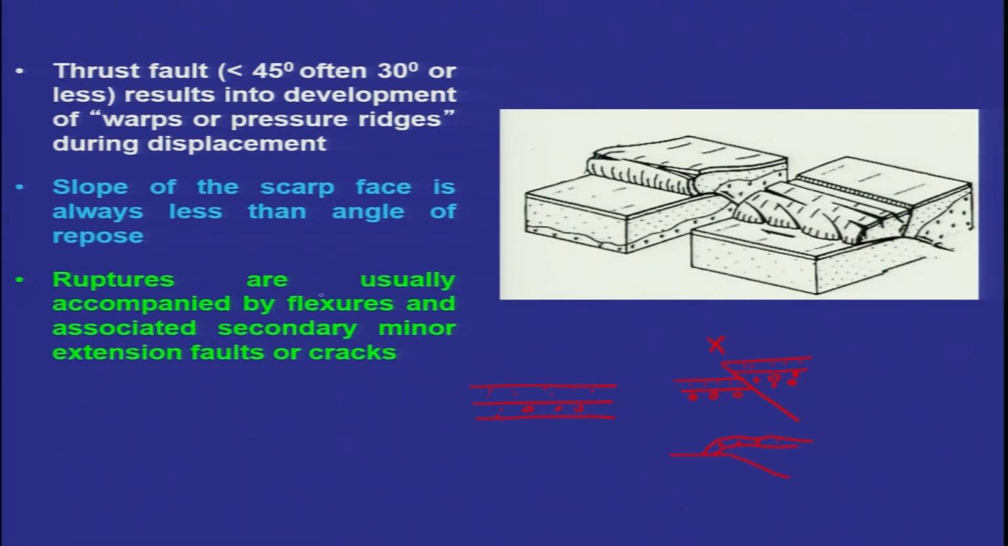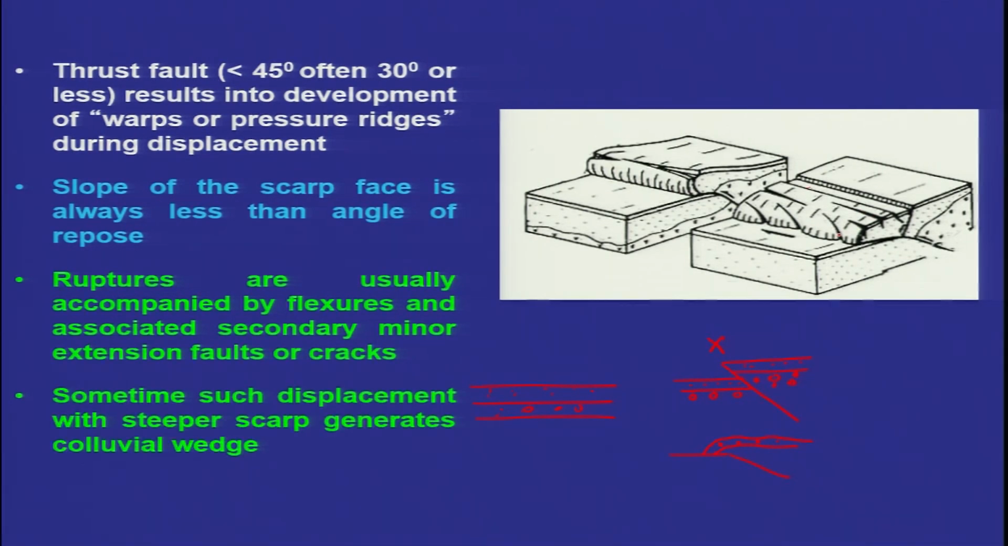Now, the ruptures are usually accompanied by flexures and associated secondary minor extensional cracks. This we have already discussed in one of the examples which I was showing. Of course, it was the secondary deformation, but on a larger scale the mechanics remains the same. So, you have the extensional cracks which will develop on the surface of the scarp.